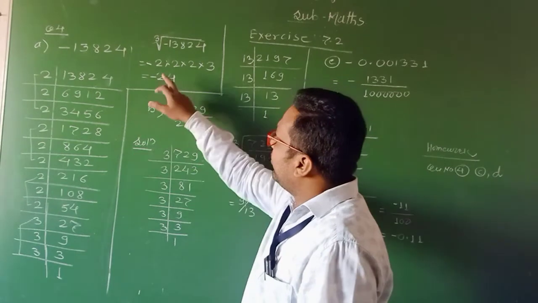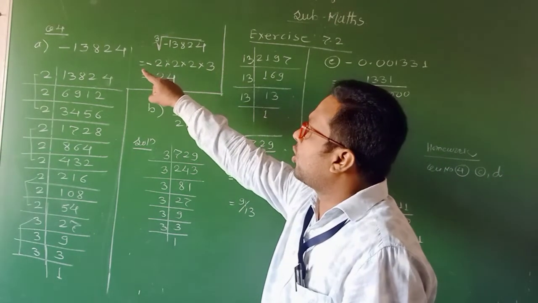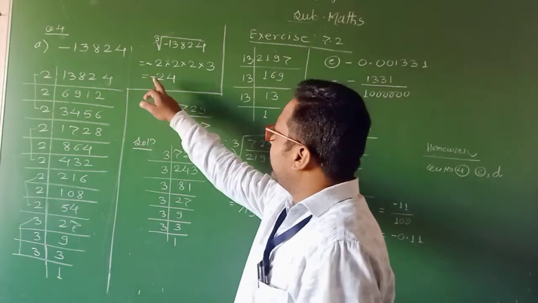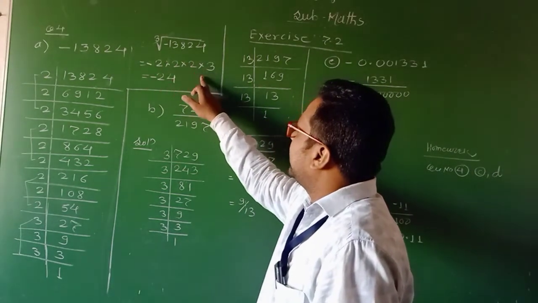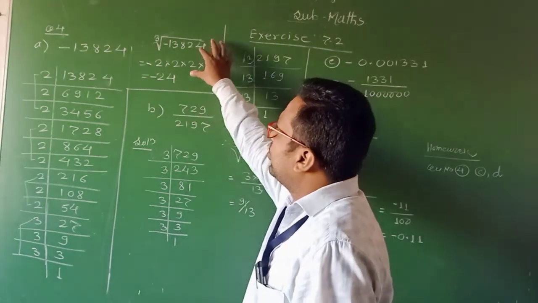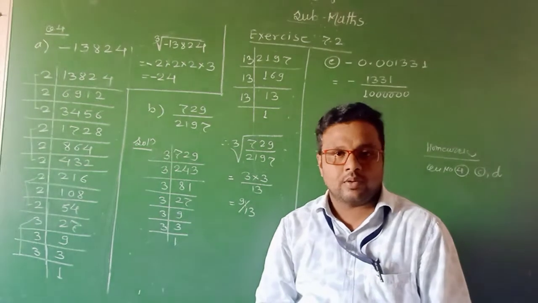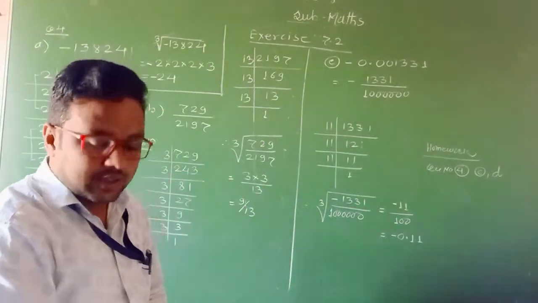Now the product of these numbers represents the cube root of the given number. Minus 2 times 2 is 4, 4 twos are 8, 8 threes are 24. Negative 24 is the cube root of the given number. Okay student, I hope you understand how to find the cube root of this number.